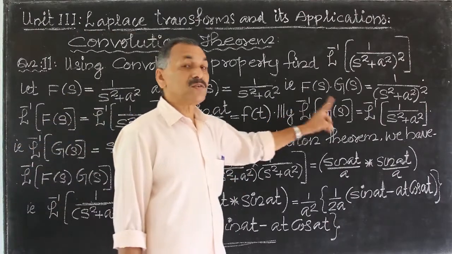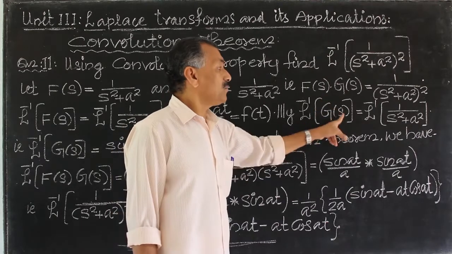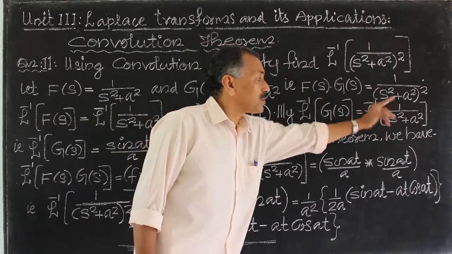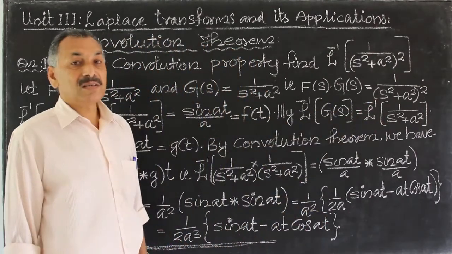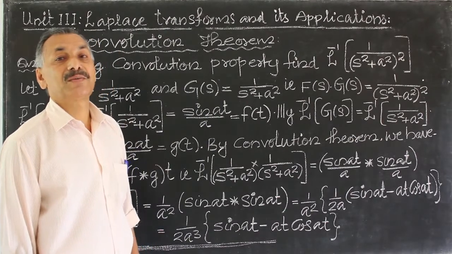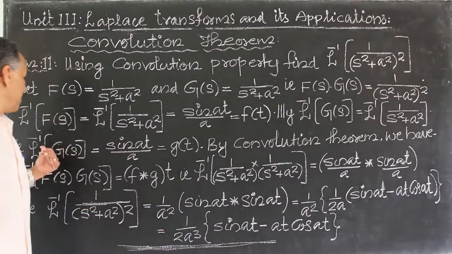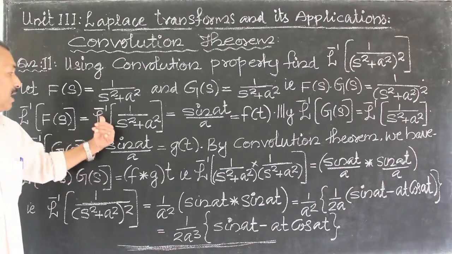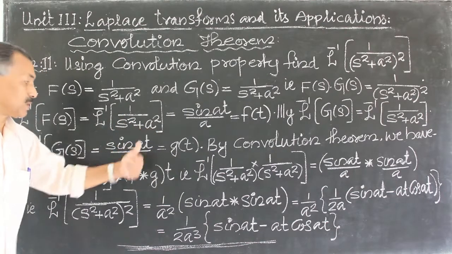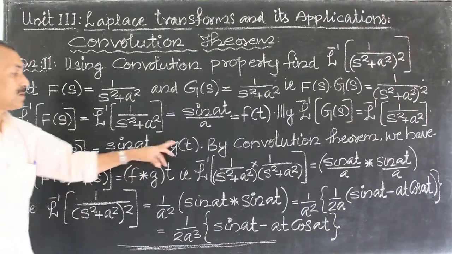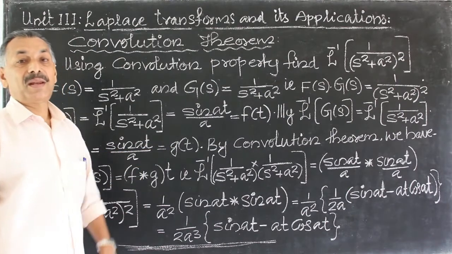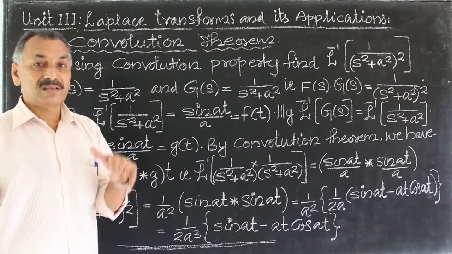Similarly, what is L inverse of G(s)? L inverse of G(s) is equal to L inverse of 1 divided by s square plus a square, since G(s) is also equal to 1 divided by s square plus a square. That is, L inverse of G(s) is equal to sin a t by a, which is equal to g of t. Then F(s) has inverse f(t), and G(s) has inverse g(t).